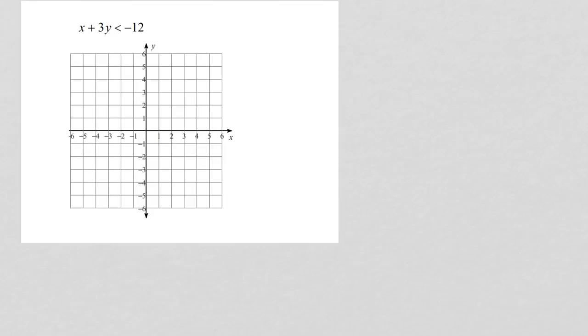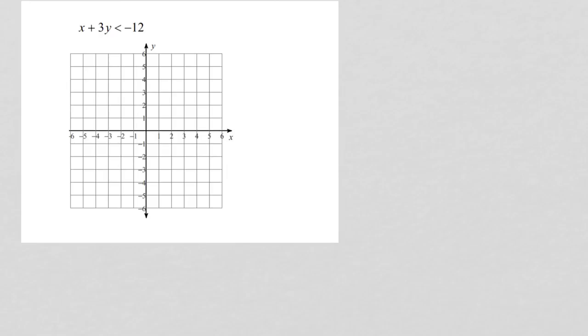I mentioned earlier there were 2 ways we could do this problem, and 2 ways we could graph it. So let's try another way. The first way we just did with intercepts. The other way, and we've practiced this before, is to take your equation and your boundary line. So in this case we're getting our direction and location, remember. So we're going to consider the boundary line x plus 3y equals negative 12.